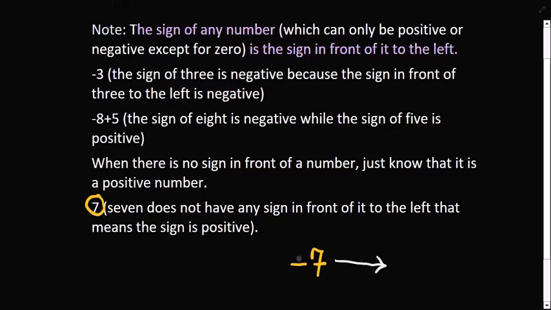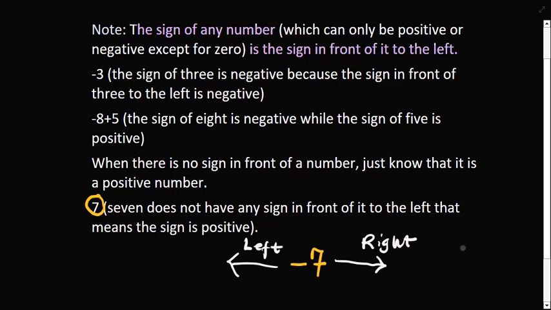It has the left side, the right side. To the right, there is no sign. To the left, there is a minus sign. And we say the sign of this value is that sign in front of it to the left.